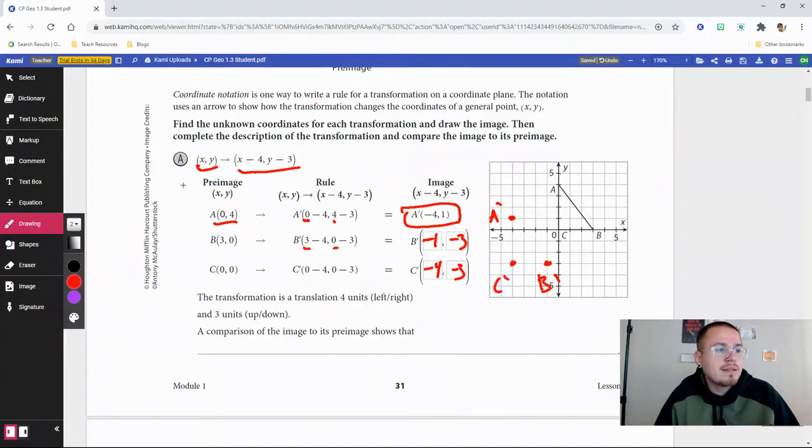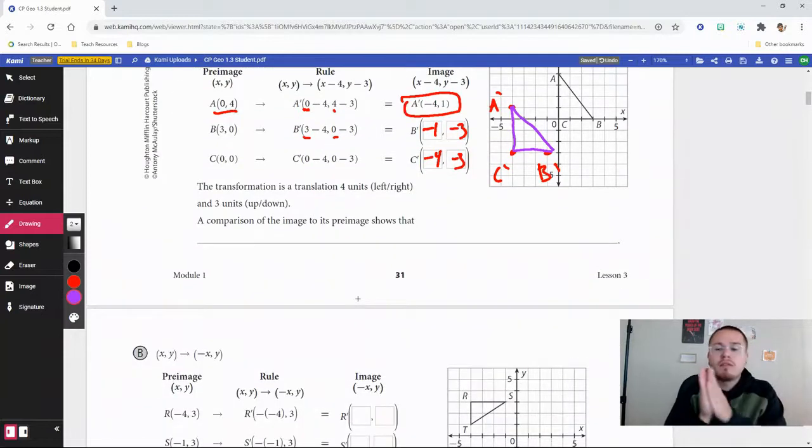And I see a triangle in my future. Which at first glance, I didn't recognize that the actual pre-image was a triangle because it was kind of right on that axes. So there you go. We have our new image. We transformed it from the pre-image. The translation. So we moved it 4 units to the left, 3 units down. Translation is just like sliding it, picking up and moving it.